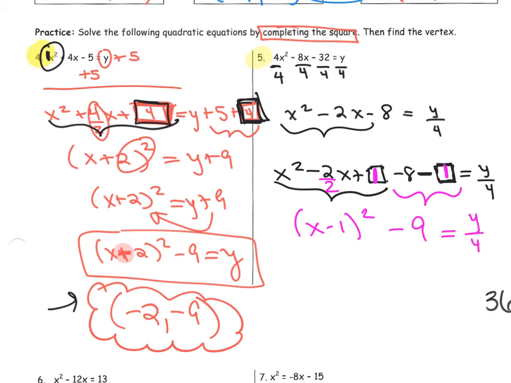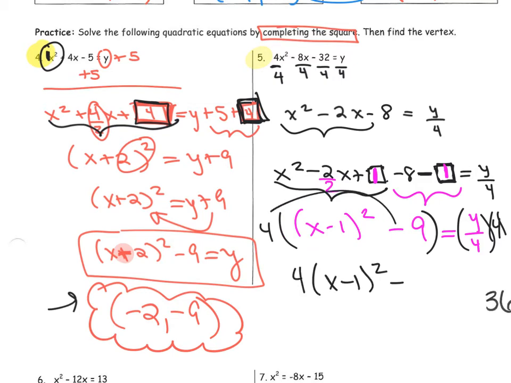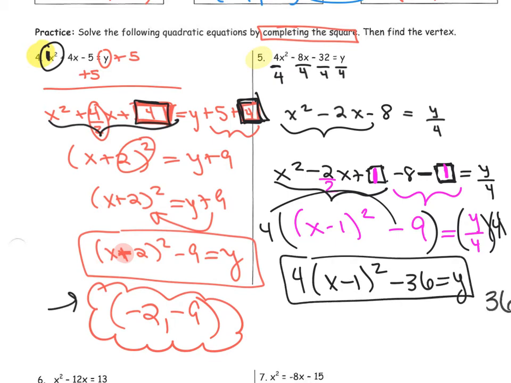And then the last thing we have to do is multiply that 4 back out to everything. So we'll be left with 4 times x minus 1 squared minus 9 times 4, that's -36, which is equal to y. So there is my equation. I cut out 2 steps, guys. And lastly, to write this in vertex form, remember we take the opposite sign of what we see inside the parentheses. So this will be 1 comma negative 36. And that's it.